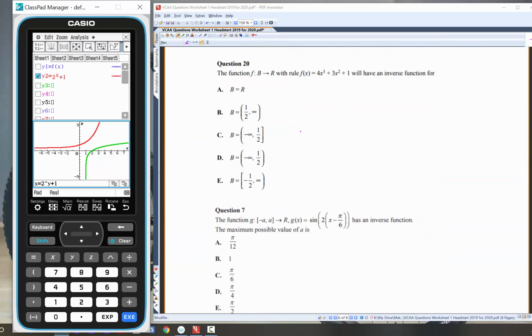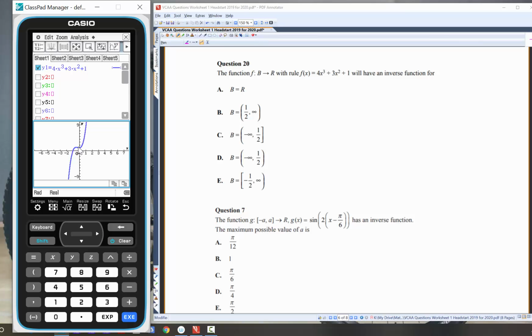Okay, this one here is pretty tricky. So we'll have an inverse function for, so it's a cubic function. How would we do this? I would sketch it using graph window as well. So let's just clear all, and we'll sketch 4x to the power of 3 plus 3x squared plus 1. Yeah, okay, that's sneaky.